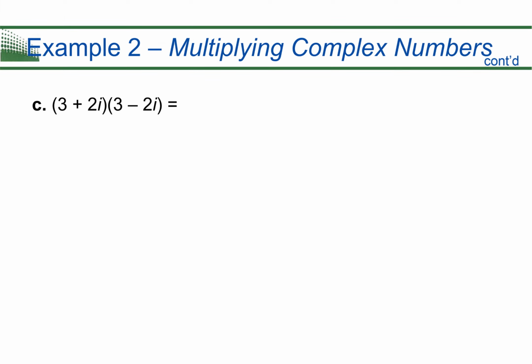Let's try it again. So in this case, I'm multiplying together a complex number and a complex number. But this one's kind of unique. Let's see how this one works out. So again, I'm going to distribute or FOIL, whichever you're most comfortable with me saying, 3 times 3 to give me 9, 3 times negative 2i to give me negative 6i. Now distribute the 2i times 3 to give me positive 6i, and 2i times negative 2i to give me negative 4i squared.